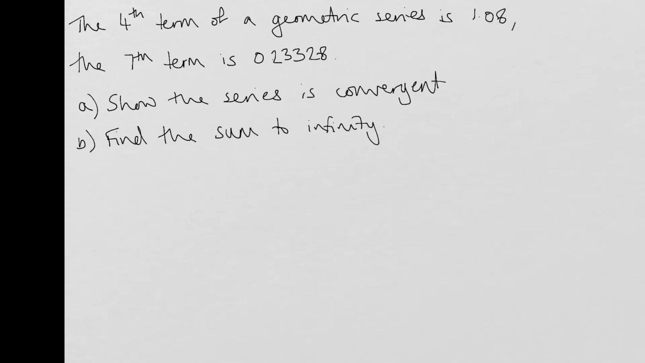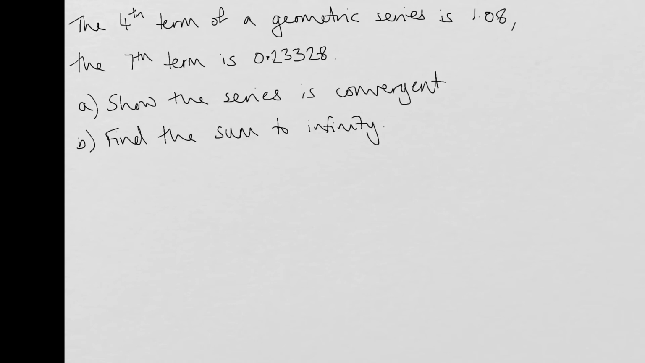So here is an example of how you might be asked to use that formula or to use that information. We're given that the fourth term of a geometric series is 1.08 and the seventh term is 0.23328. The first part of the question is asking you to show that this series is convergent, and the second part of the question is asking you to find the sum to infinity.